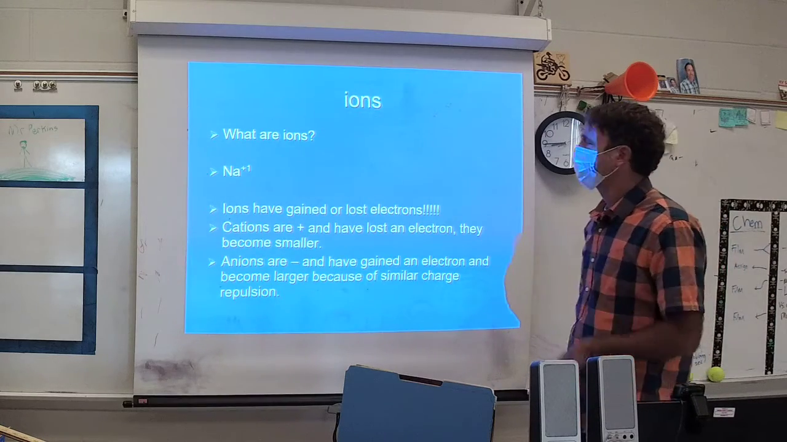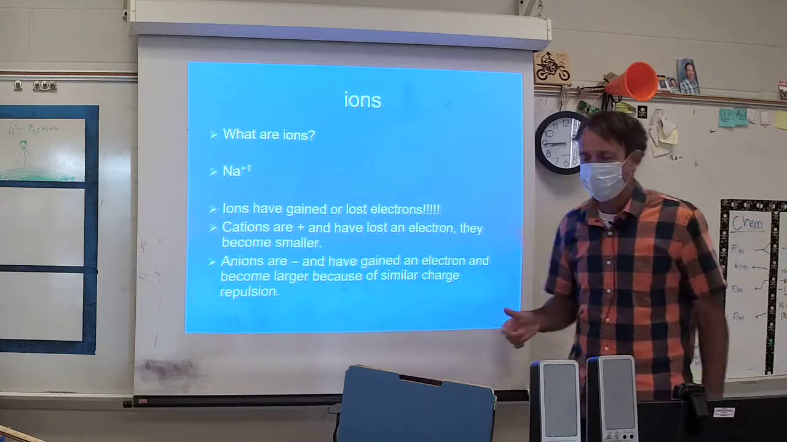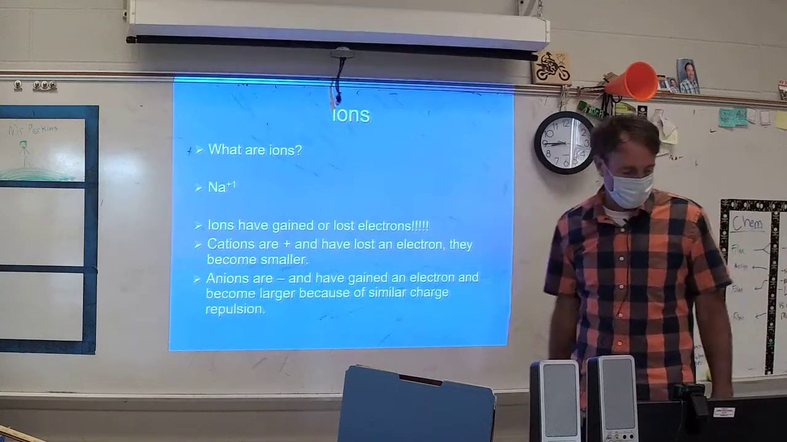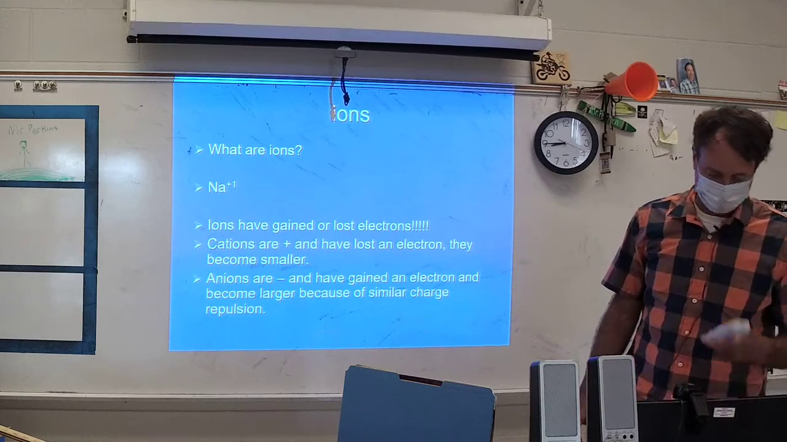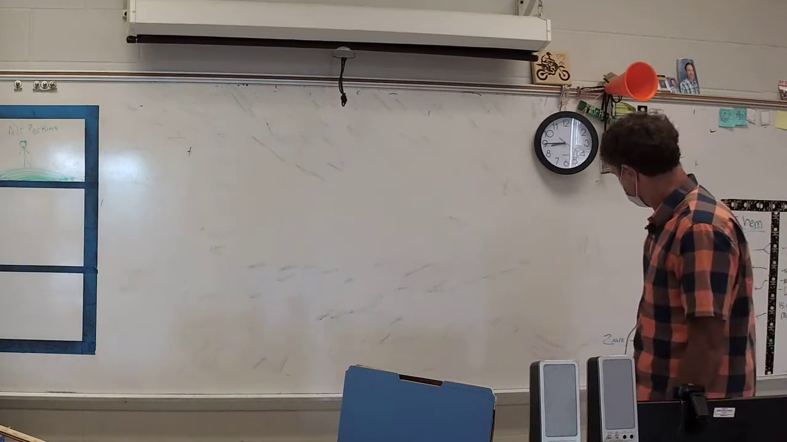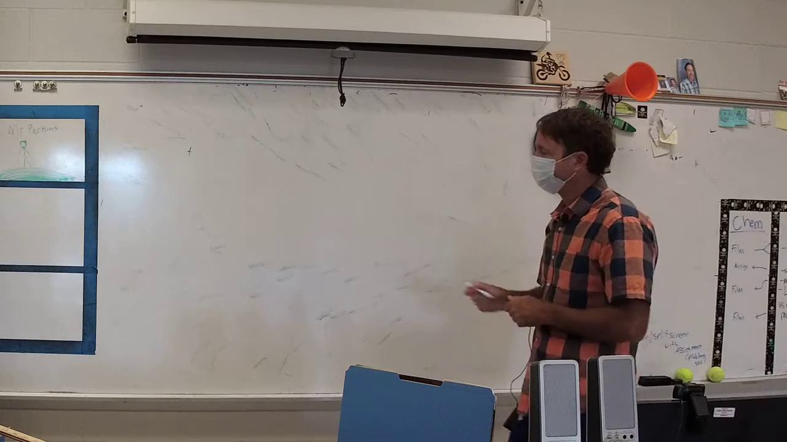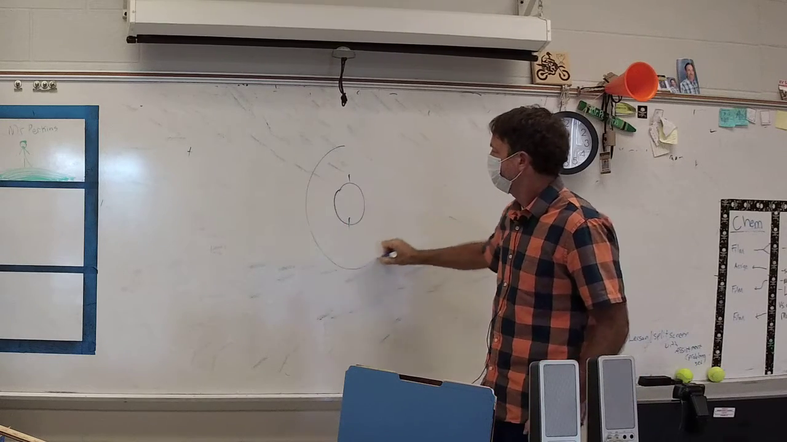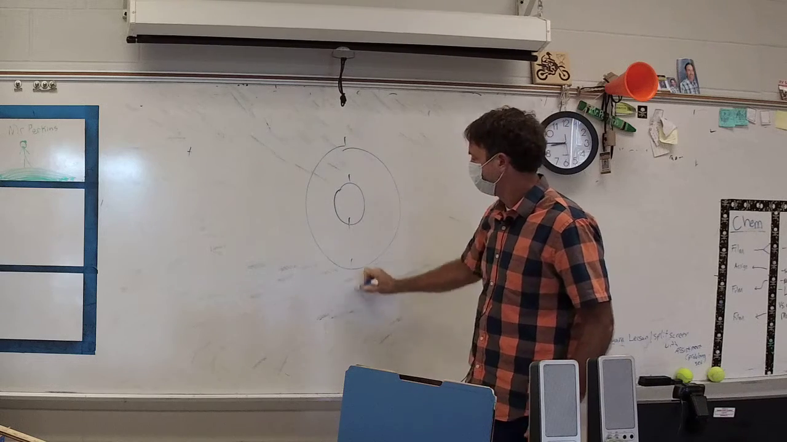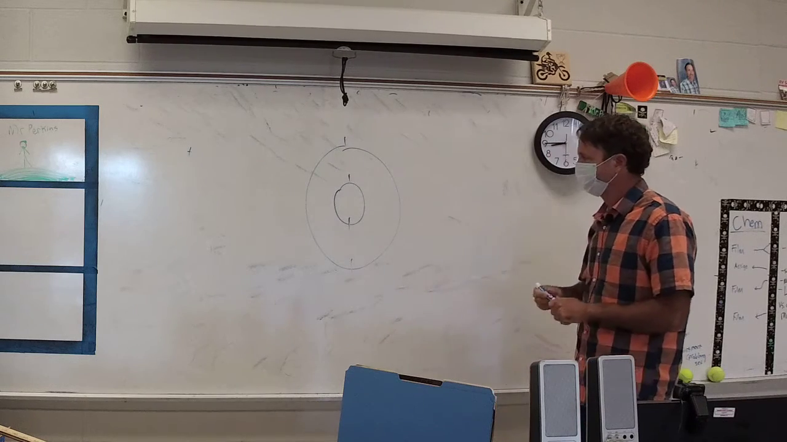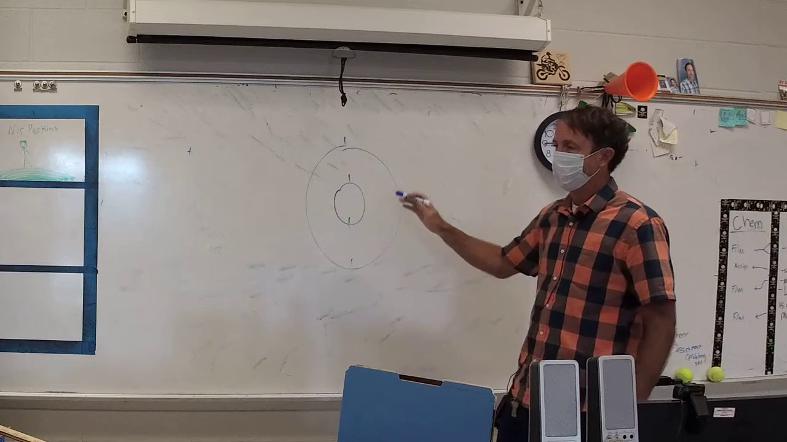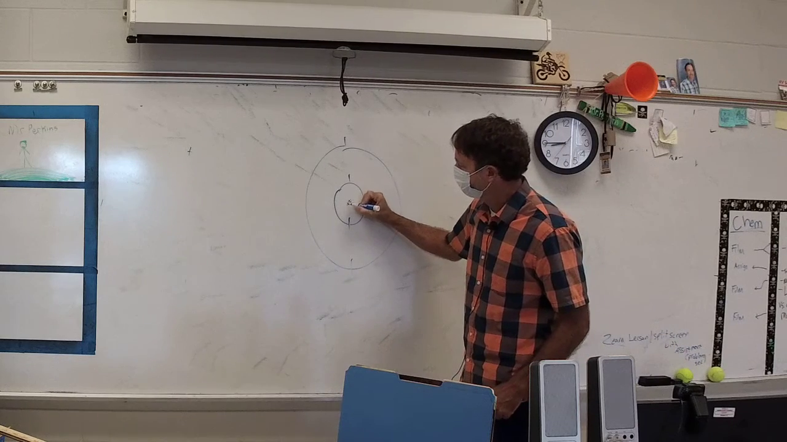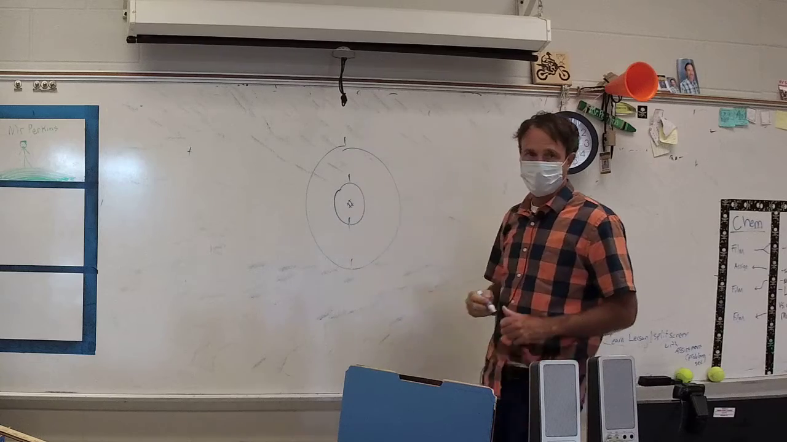Okay, so what is an ion? An ion is a charged atom, all right? And we have cations and we have anions. At this point, this is just a little bit of a review. So here is a big old beryllium atom, boom, all right? If it was a Bohr model, it'd be 2 and 2. Beryllium has 4 protons in the nucleus and 4 electrons.